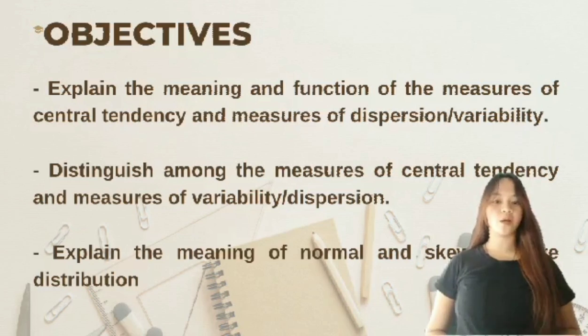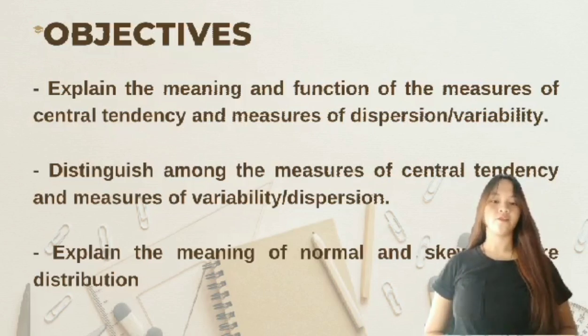Second is to distinguish among the measures of central tendency and measures of variability or dispersion. The third is to explain the meaning of normal and skewed score distribution.